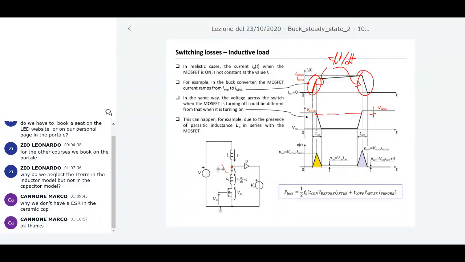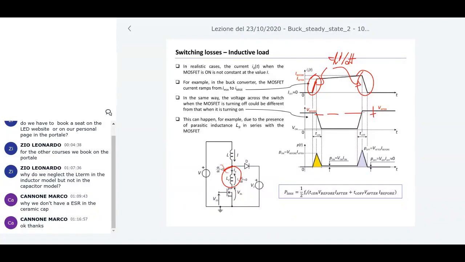Since typically you always have some parasitic inductances due to the printed circuit board, due to the terminal of the MOSFET, whatever, when you have metallic traces, they always have inductance. In series, this kind of I on the T induces a voltage drop across these inductances. And the polarity of this voltage drop is different depending on the I on the T.